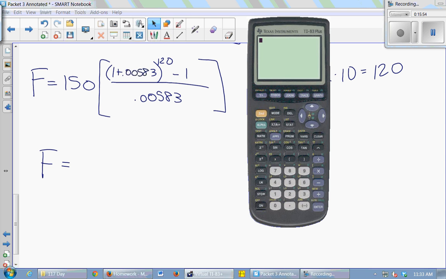All right, so I have 1 plus 0.00583 because that's in parentheses, so I'm going to do that addition first. Next thing I should do is exponents. So I raise to the 120. Then I'm going to subtract 1, and then I'm going to divide by 0.00583. 173.04.